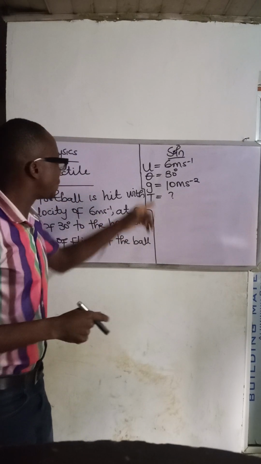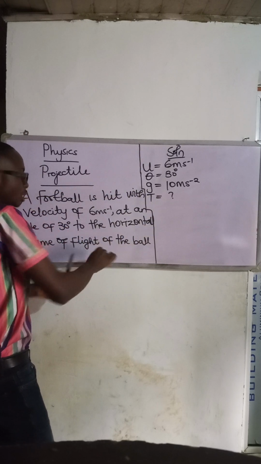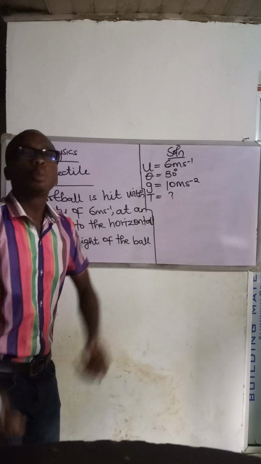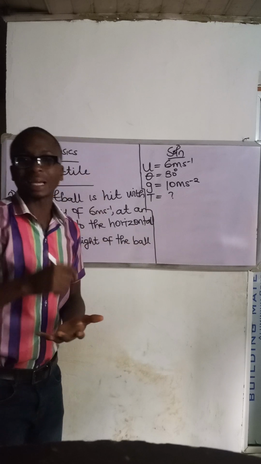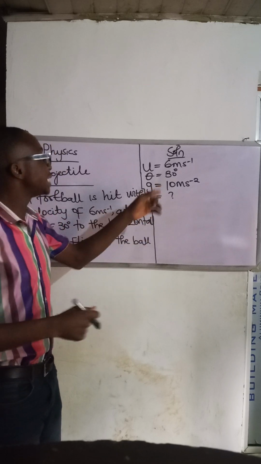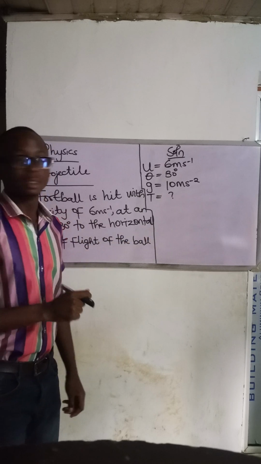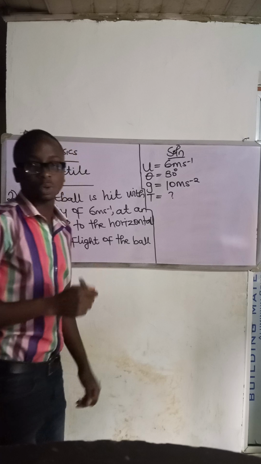But there is something peculiar about these parameters. In this question, we are not given g to be 10 meters per second squared. We are not given the gravity. But you should know that gravity is constant. Acceleration due to gravity is a constant value, which is either 9.8 meters per second squared or 10 meters per second squared. In the course of this question, we're using 10 meters per second squared.